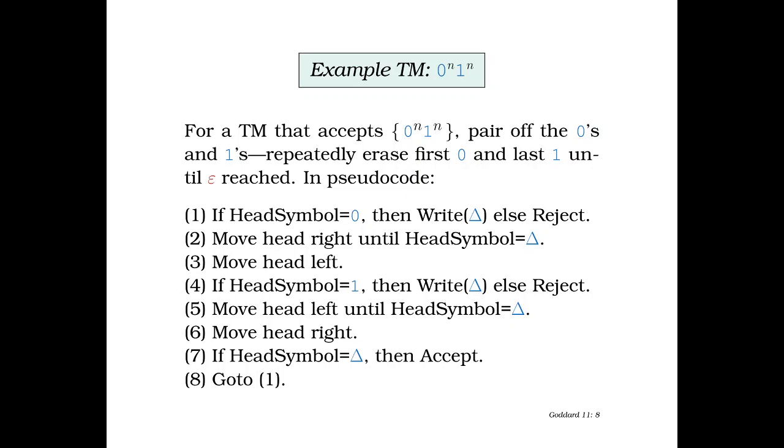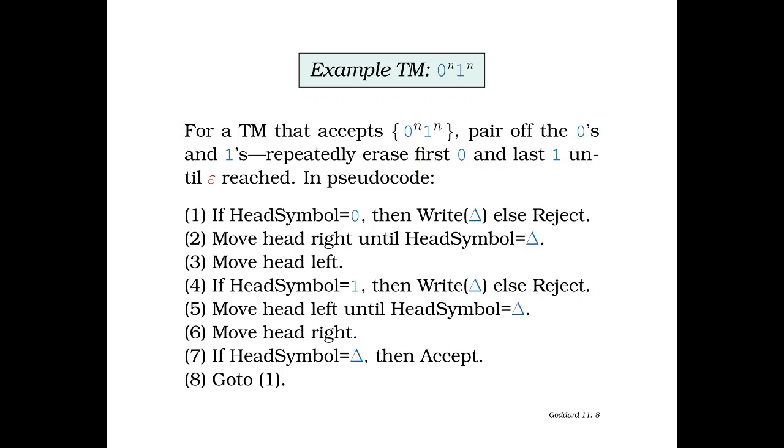In this next example, we see a Turing machine for 0^n 1^n. For this Turing machine, it must accept all strings which have a similar form. So all the zeros and ones must be paired off. What we do is repeatedly erase first the 0 and the last 1 until epsilon is reached.